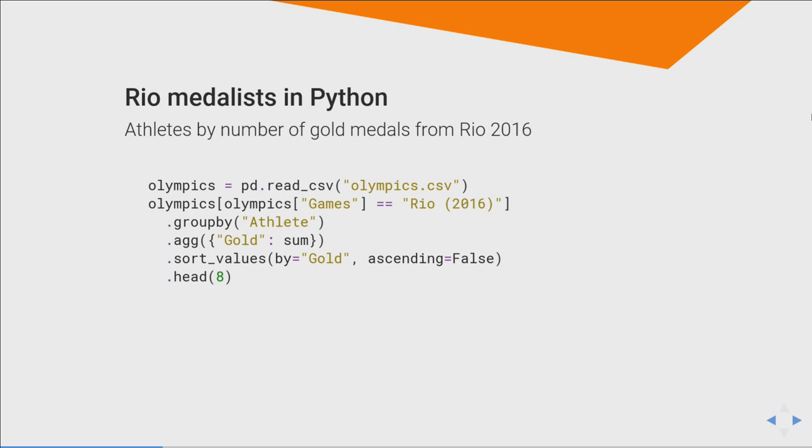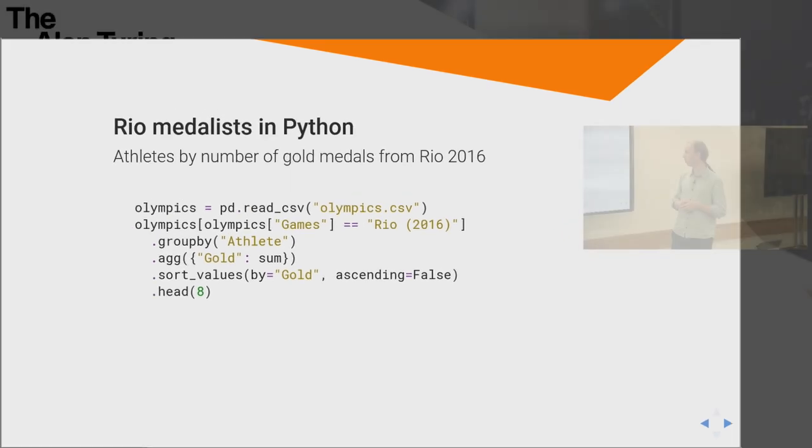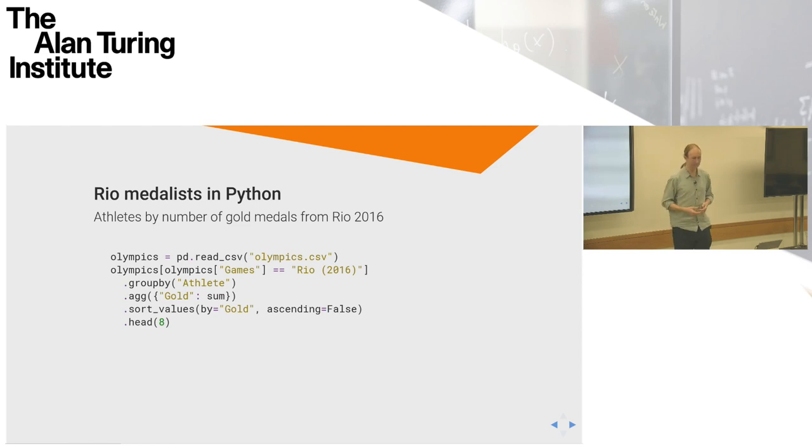The input file is just a flat CSV with every single medal per line. So here I only get lines where the medal is from Rio. Then I group it by athlete and I aggregate, where I sum the number of gold medals. And here you can see another syntactic construct, because I had to create a dictionary. And then I sort it by gold and take the first 8.